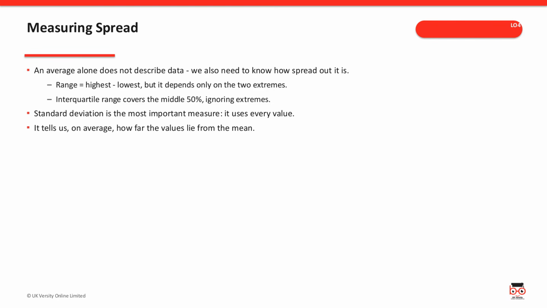An average on its own only tells half the story. We also need to know how spread out the data is. The range, highest minus lowest, is quick but hangs entirely on the two extreme values. The interquartile range is better, covering the middle 50% and ignoring the extremes. But the star measure is the standard deviation because it uses every single value to tell us, on average, how far the data sits from the mean.